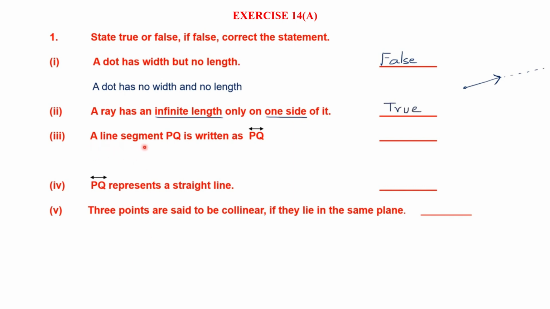Third one, a line segment PQ is written as PQ with, can you see that symbol on top? Okay, now if it is a line segment, we know a line segment has definite length. It will start at one point and end at another point. So this is what the symbol of a line segment will look like, starting at a point and ending at a point. Whereas here, as you can see, there are two arrowheads.